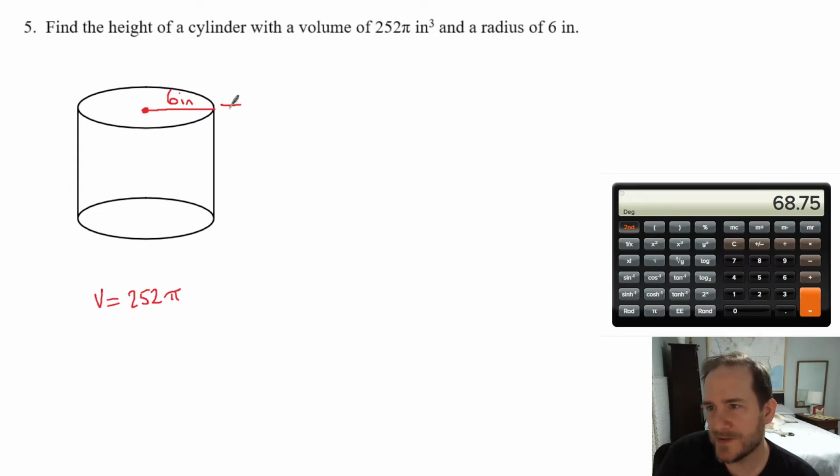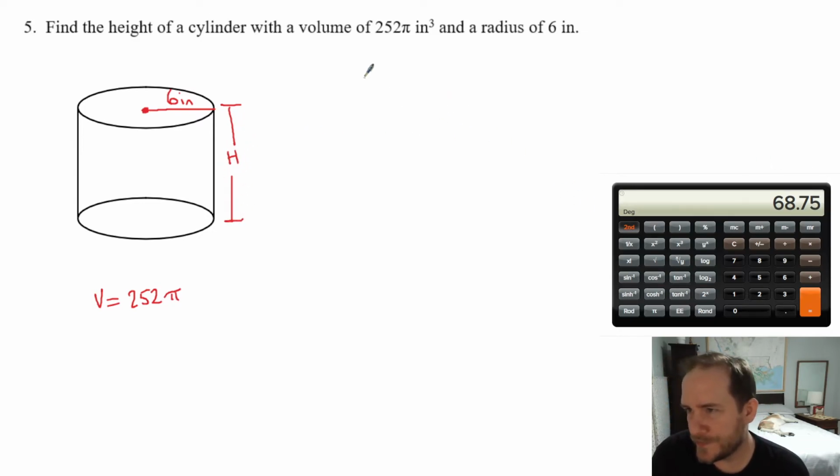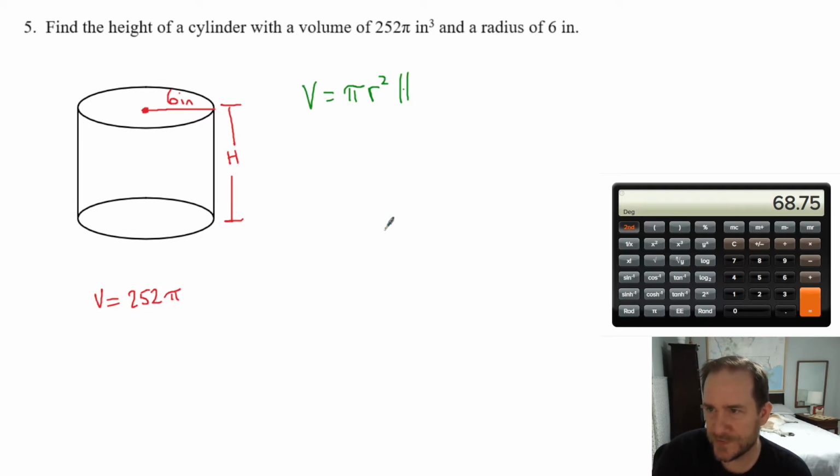And what they're asking us to do is solve for the height. So we're trying to solve for that missing dimension right there. So let's do what we always do, write our formula, which is pi r squared h. And then let's substitute in.